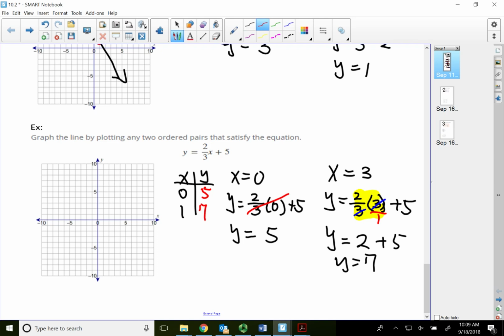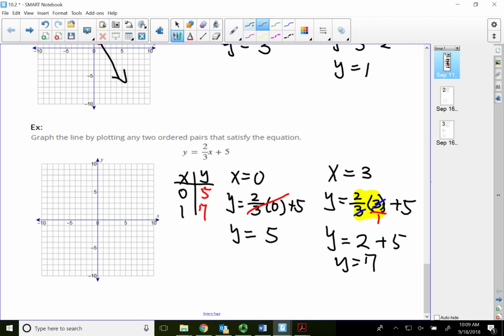So when you see a slope-intercept form where there's a fraction in front of x, what number do you pick? Anything that is divisible by 3. I can pick a 3, negative 3, a 6, negative 6. That will always help me cancel out my denominator.